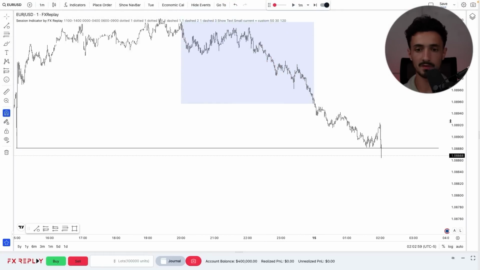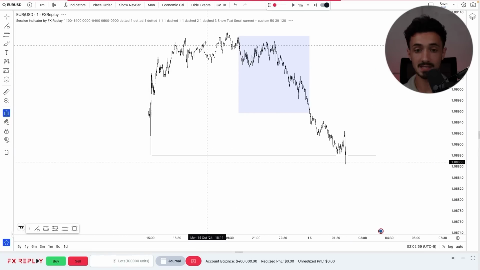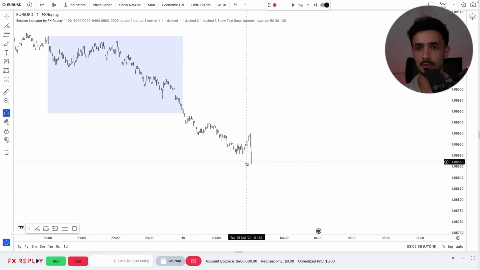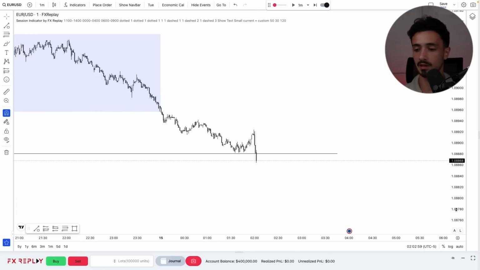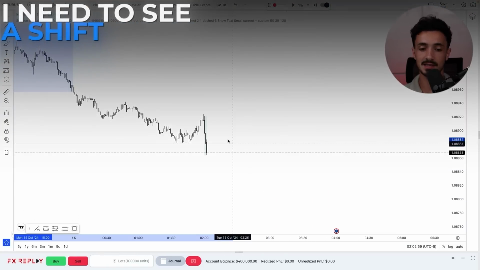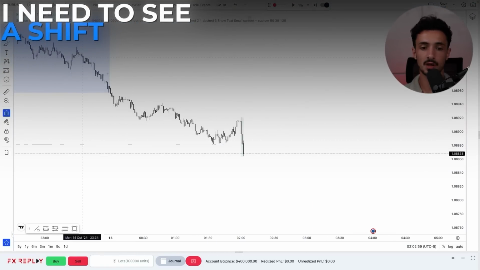Okay, cool. So now we've had a break of the lows. We are aggressively bearish. All I am taking into consideration is the probability that price is going to reverse at some point in time. But I don't want to just buy from this level, because price could just continue selling off for the entirety of the London session. I need confirmation. So now I need to see a shift. I need to see some kind of market structure shift of an old high.